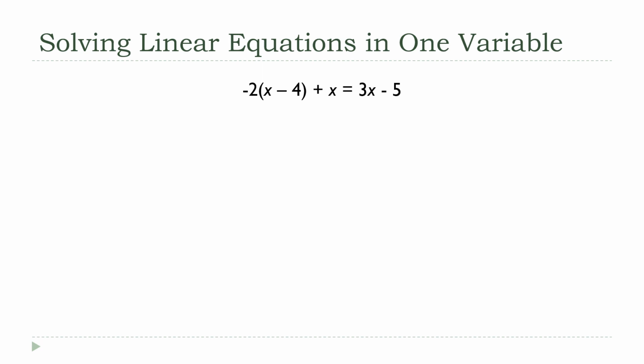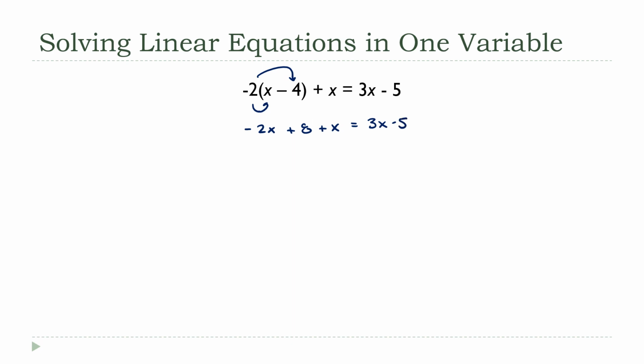We have to get rid of these parentheses, and to do that, I'm going to distribute this -2 into the parentheses, and I'm going to be super careful about the negative signs as I do that. All right, -2 times x is -2x, and -2 times -4, that's +8, plus x equals 3x minus 5.